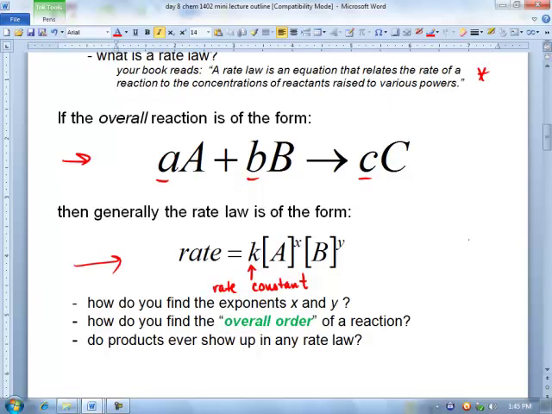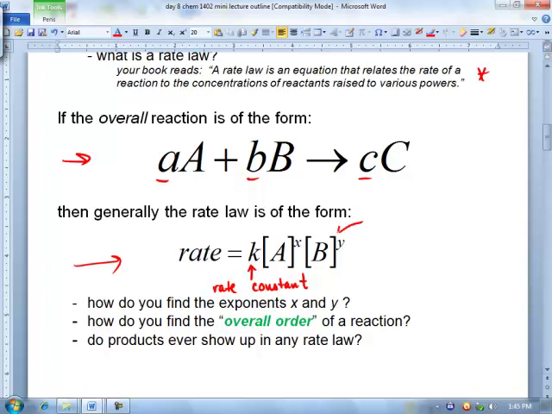Then you write the word rate, and then the equal sign, then the symbol K for rate constant, and then brackets A to the X power, B to the Y power. So it's the reactants, and you put them in brackets. What's the brackets part, Maria? What does this mean?